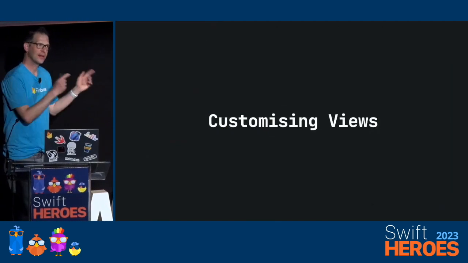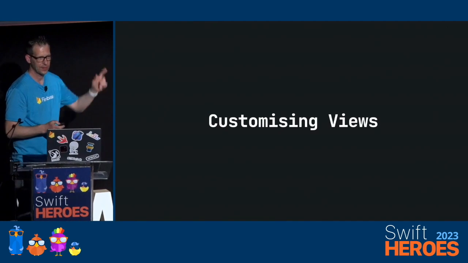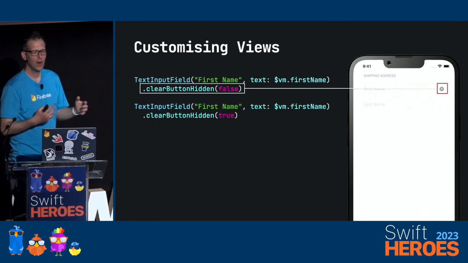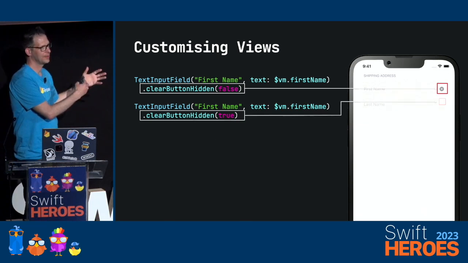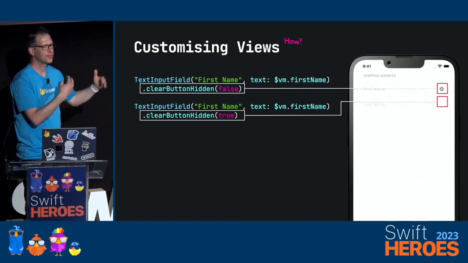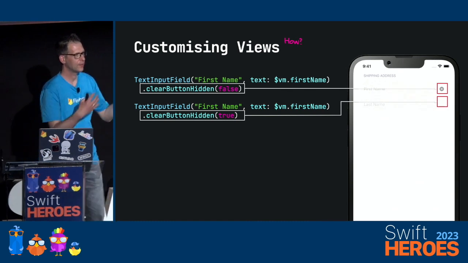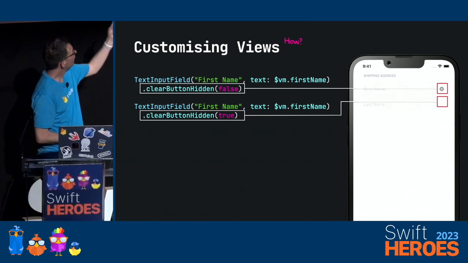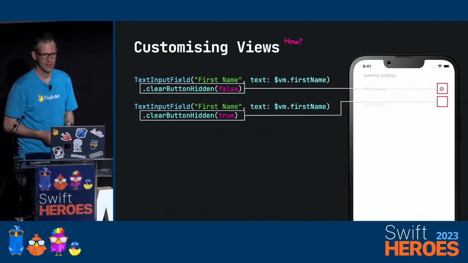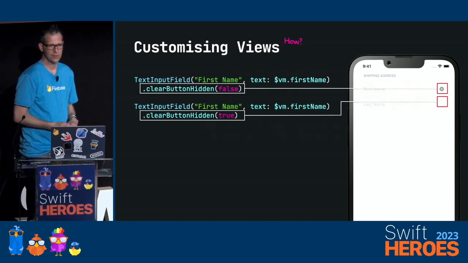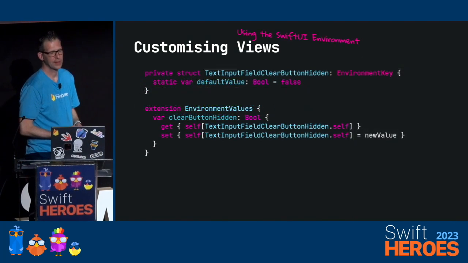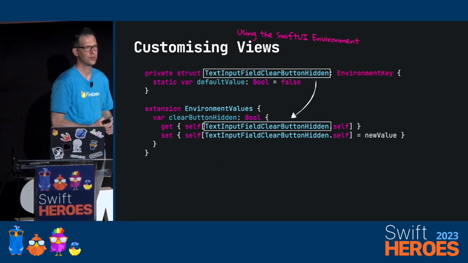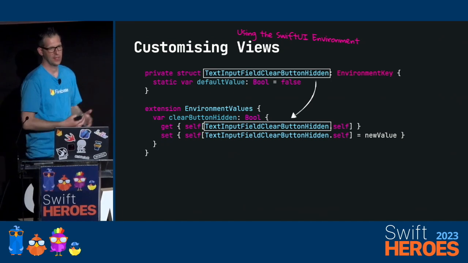All right, so let's now customize the view. You saw how to build that button. But now, how can we teach this text input field to have this view modifier to hide or show this clear button as we need, right? So first line has the clear button, second line doesn't have it. How can we do that? The first thing that we want to do is use the SwiftUI environment to do that. And you will see why we're doing this in a moment.